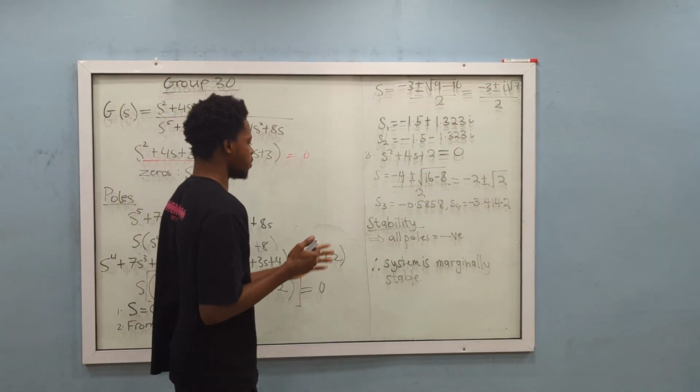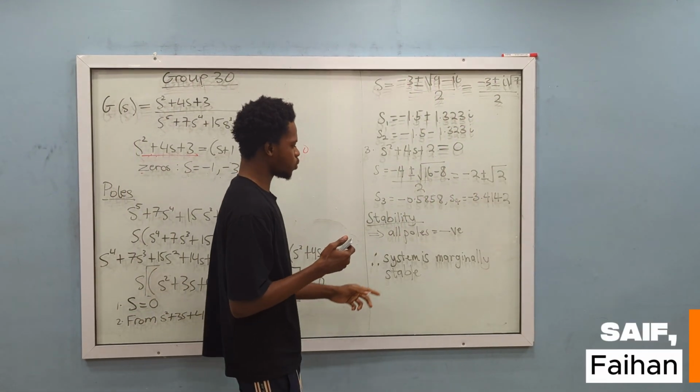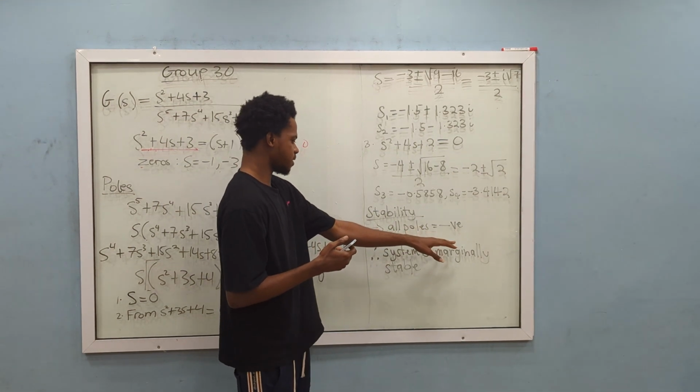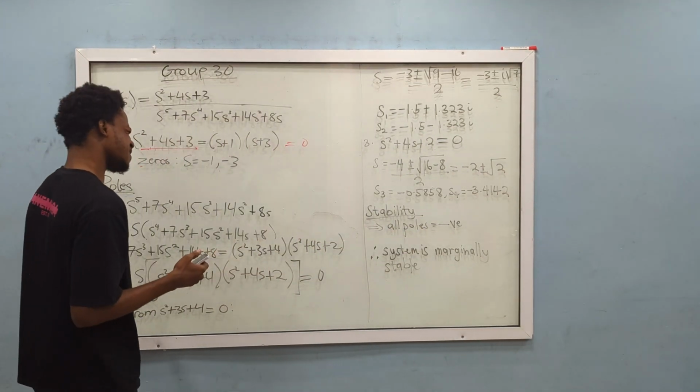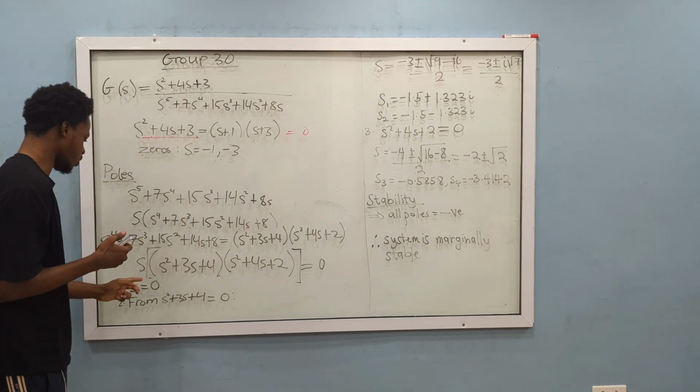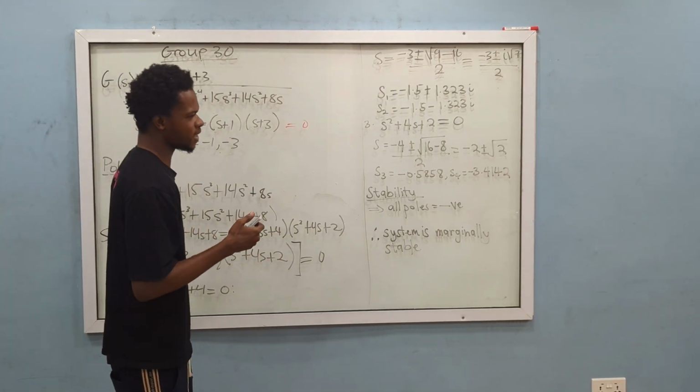For the system to be fully stable, all poles should have negative real parts, but we have one pole at the origin, which makes the system marginally stable.